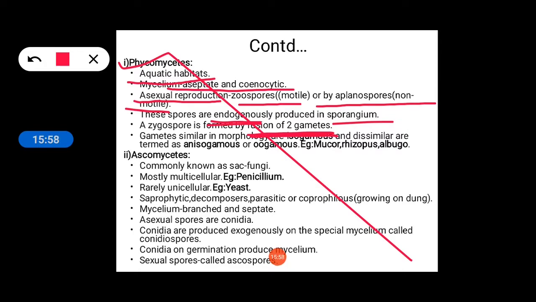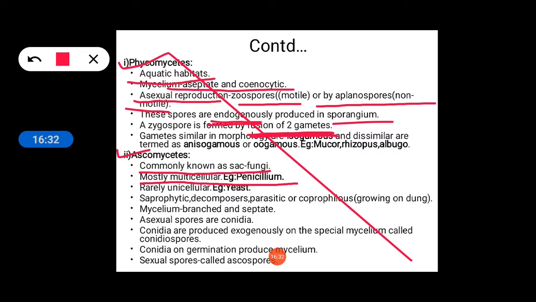The second class is Ascomycetes, commonly known as sac fungi. These Ascomycetes are mostly multicellular. An example is Penicillium, which is an Ascomycete that is multicellular. Most of the Ascomycetes are multicellular, and they are rarely unicellular.